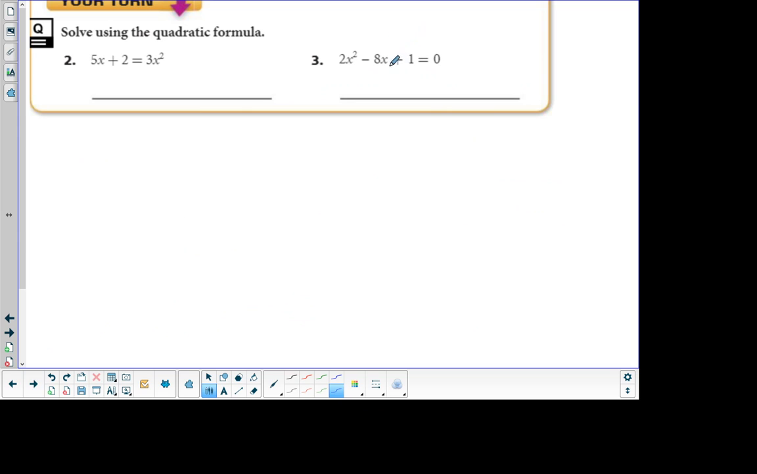Let's look at one more. 2x squared minus 8x plus 1. This one's already written in standard form. So your a value, remember, ax squared plus bx plus c equals 0. So our a value is the 2. Our b value is negative 8 since it says minus 8x. And the c value is 1.